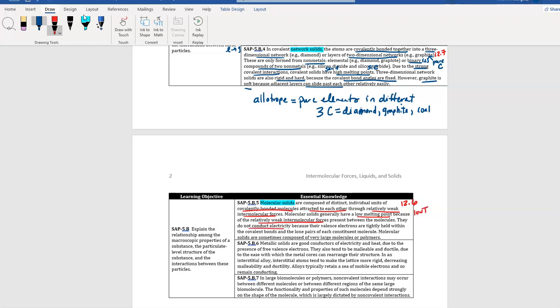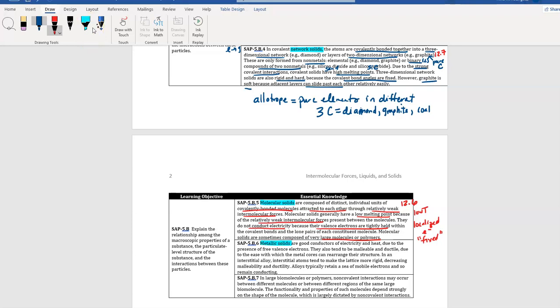They do not conduct electricity because their valence electrons are held very tightly. So these are what we call localized electrons, because localized means they're in a fixed position. Okay, delocalized means they can move more freely. Localized within covalent bonds and lone pairs of each constituent molecule. Molecular solids are sometimes composed of very large molecules or polymers. Okay, and you'll learn in this very last one about polymers, which you probably remember a little bit from biology back in the day. And metallic solids.